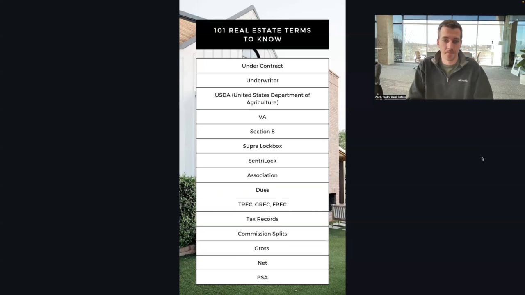That's the underwriter. USDA, United States Department of Agriculture. Again, this is another loan product in Tennessee. It's for more rural properties because it can be a 100% loan. So something definitely to check out, USDA. VA, another type of loan program for veterans. Again, it could be a 100% loan program.